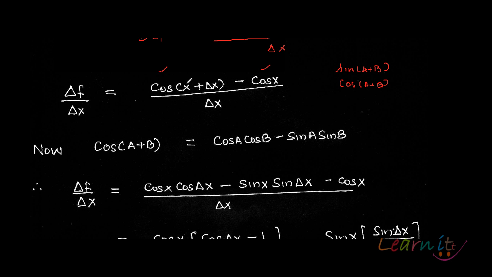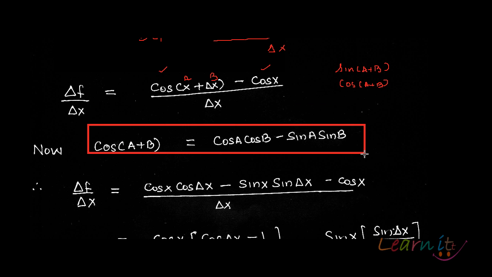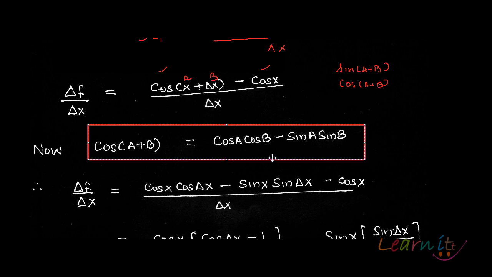Now, just as we applied sin(a + b), we need to now apply cos(a + b), because that's what I have here. This is a, this is b. Now, cos(a + b) is a little different from sin(a + b). Cos(a + b) equals cos a cos b minus sin a sin b. Okay, so it is different from sin in that manner.